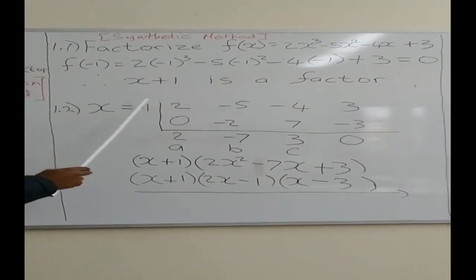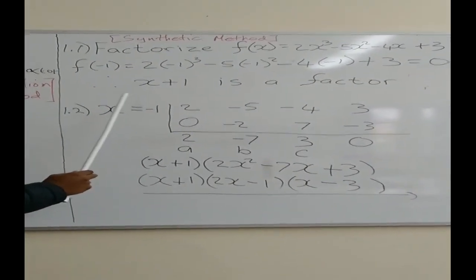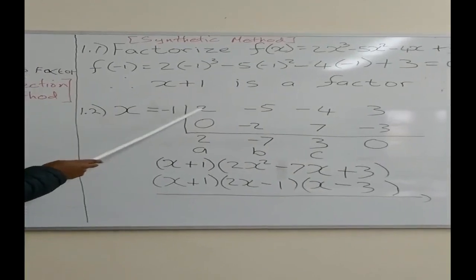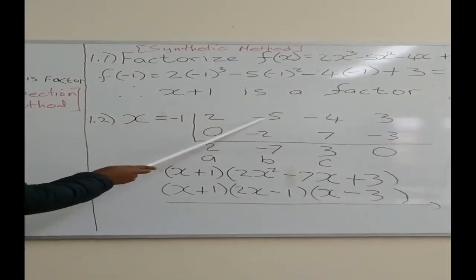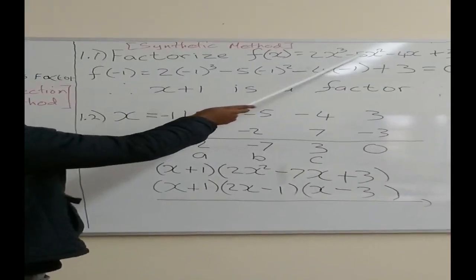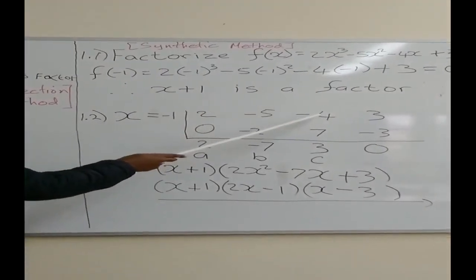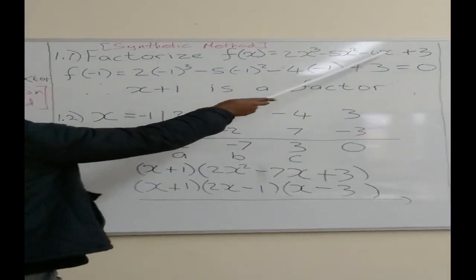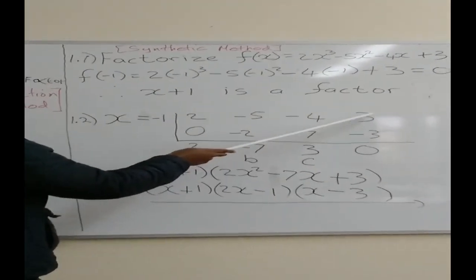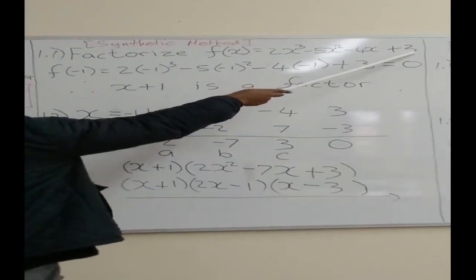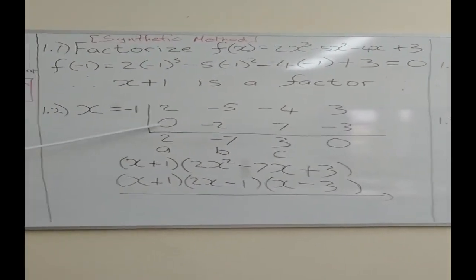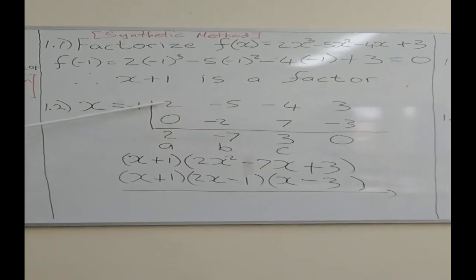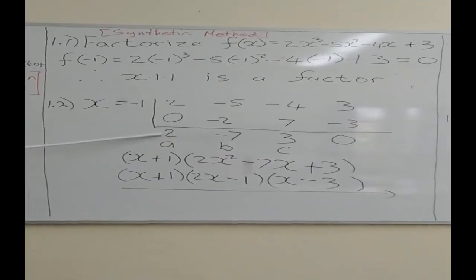And then we will write the coefficients of f of x. So we write 2 here, since it is the coefficient of x cubed. We write minus 5 here, since it is the coefficient of x squared. We write minus 4 here, since it is the coefficient of x. And then we write a positive 3, which is the constant of f of x. Now, under 2, we place a 0, and then we say 2 plus 0 gives us a positive 2.